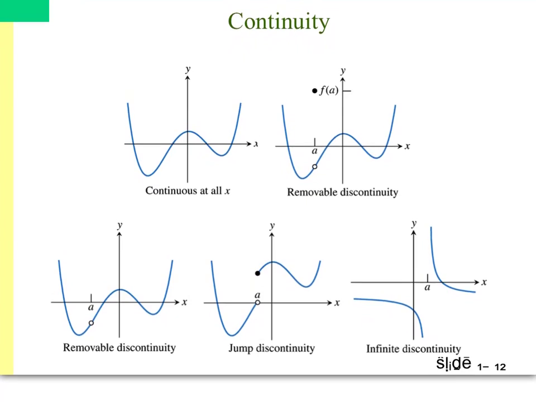Now jump discontinuity. See, it doesn't equal there, and then you jump up and it does. The domain and range doesn't change, but there is a point where it jumps up and it's not continuous. And then infinite discontinuity is when you have vertical or horizontal asymptotes involved. Okay? So those are the types of continuity and discontinuity.